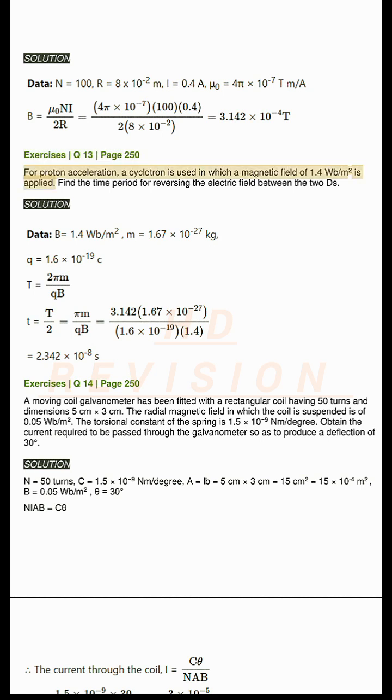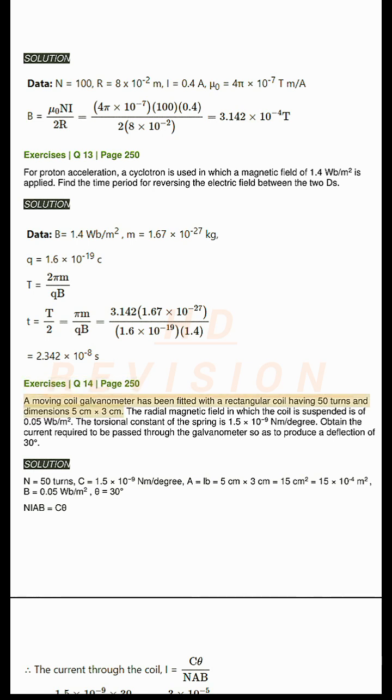For proton acceleration, a cyclotron is used in which a magnetic field of 1.4 Weber per m² is applied. Find the time period for reversing the electric field between the two Ds. Solution. Exercises Q14, page 250.